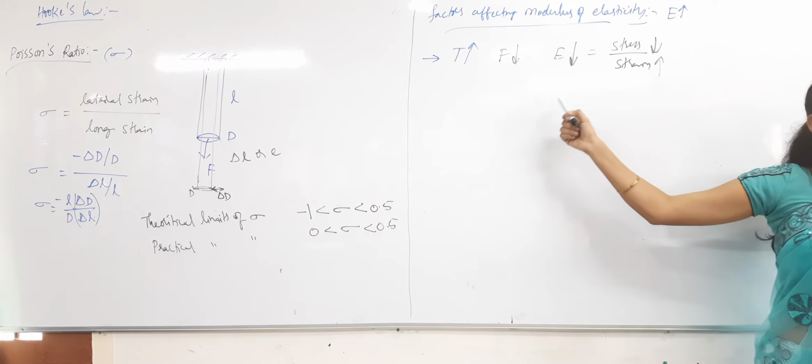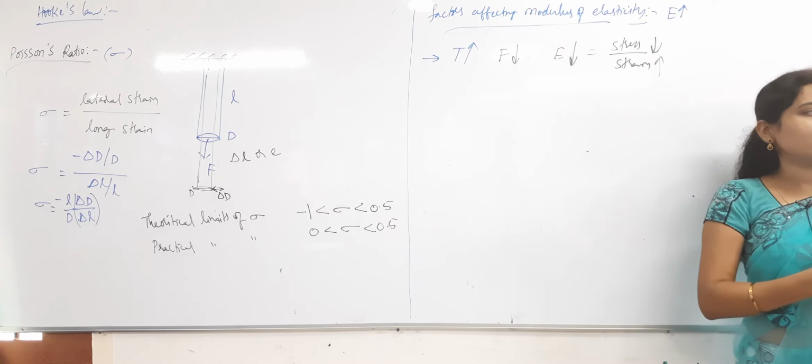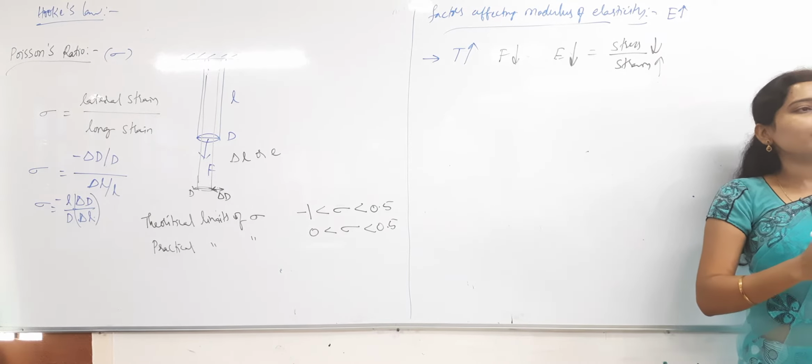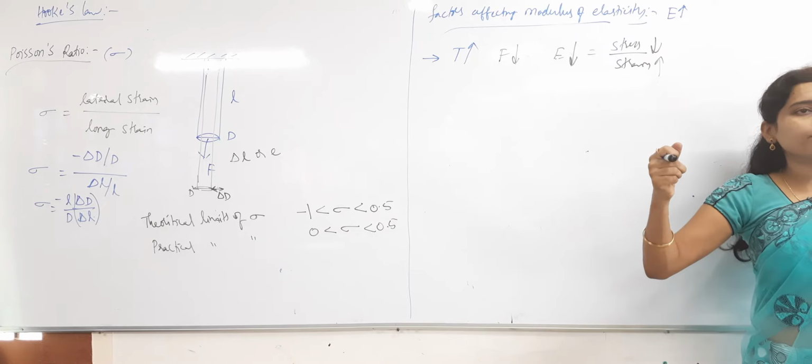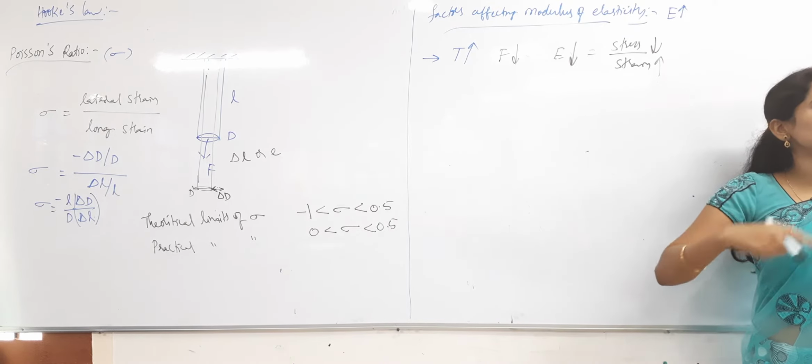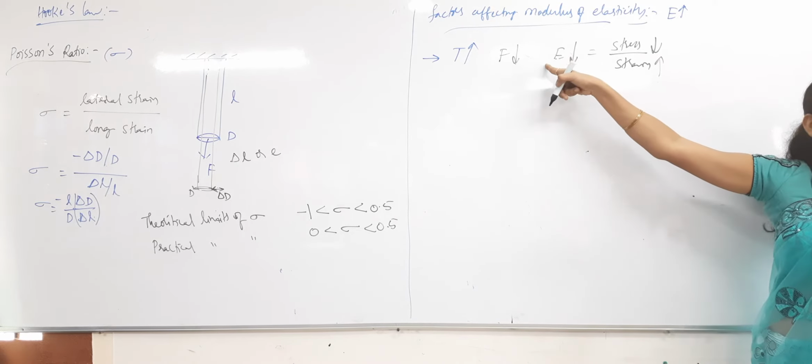So this happens in case of rubber and also steel. In case of rubber, we can elongate easily. More elongation, nothing but what happens? More strain. More strain, nothing but less elasticity. Clear?